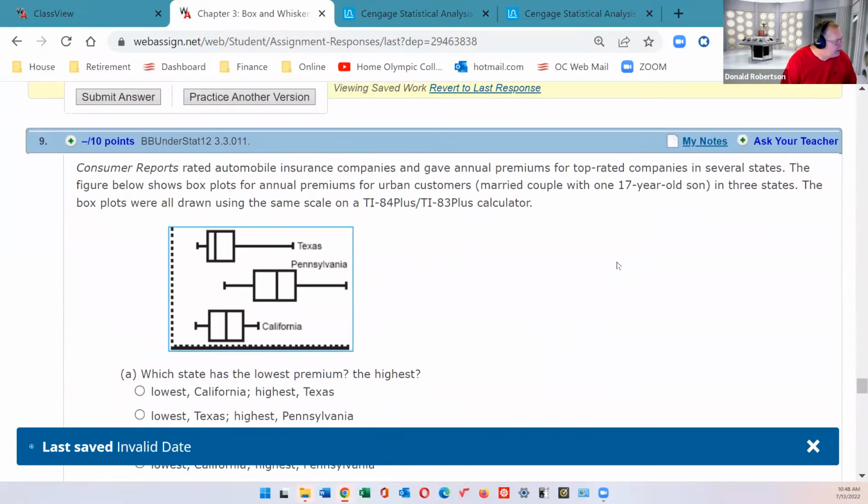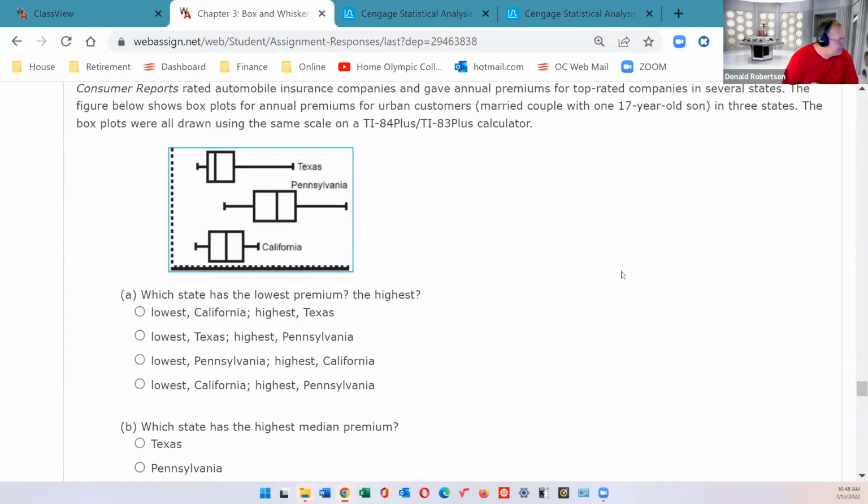Here is some compare and contrasts. This set of data, Consumer Reports, rated automobile insurance companies and gave annual premiums for top-rated companies in several states. So although you don't have a lot of numbers here, I want you to think of this as the kind of thing, how much you pay for insurance in different states.